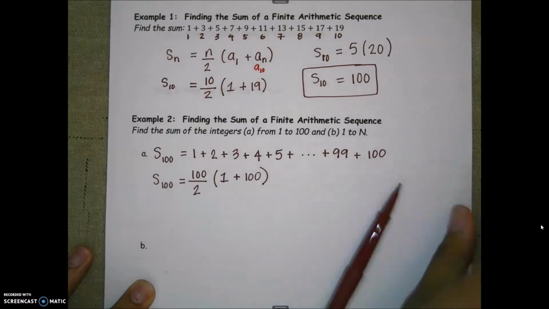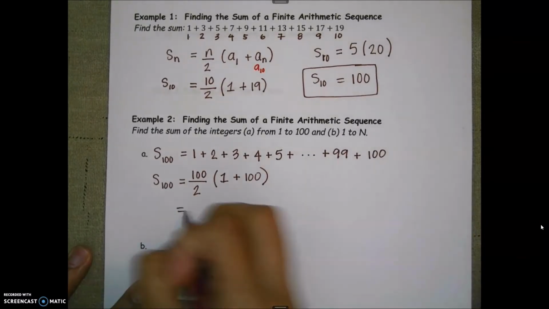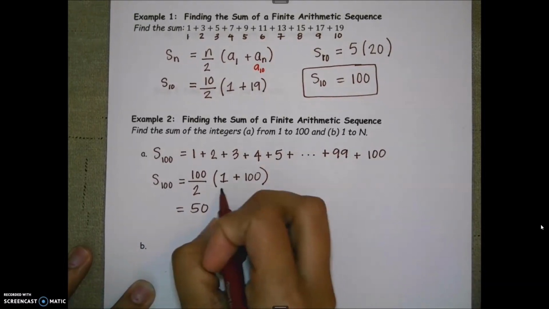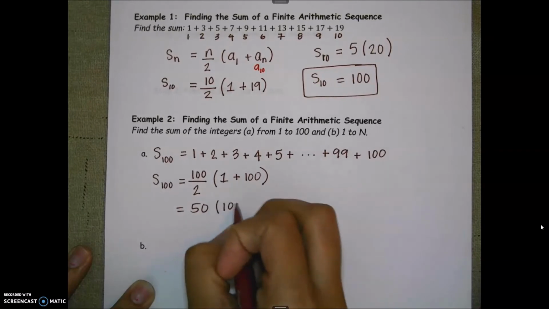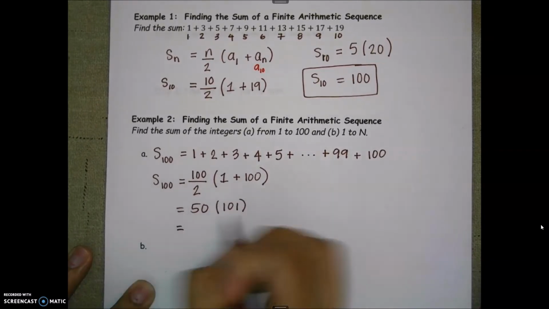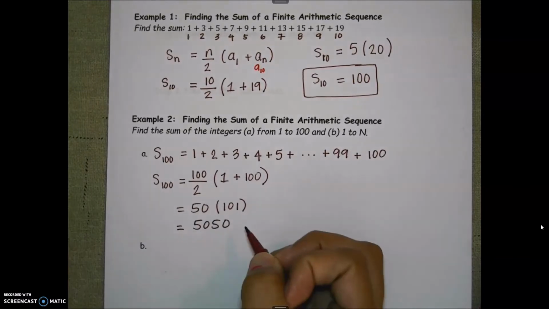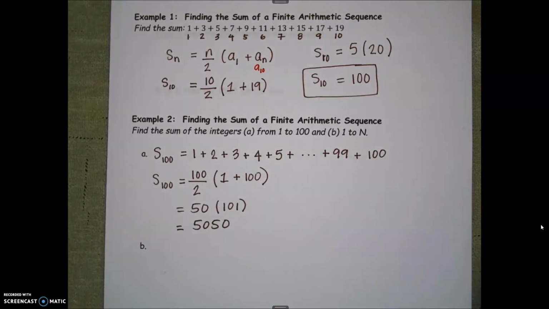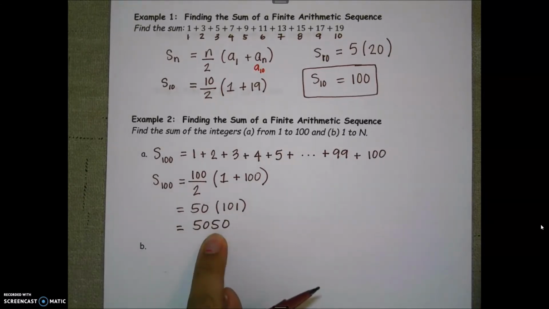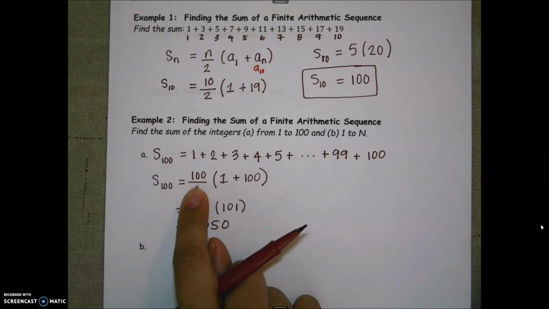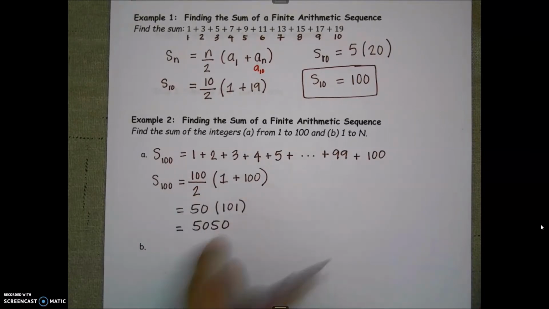Okay, so now 100 divided by 2 is 50. 1 plus 100 is 101. 50 times 101 is 5,050. Now, if you feel like it, you can actually write out all of those numbers, and good luck making sure that you have typed it in your calculator correctly in order to add all of them together to get 5,050. Or you can learn how to use the formula and substitute what you need in order to solve the problem. That's all we're doing.